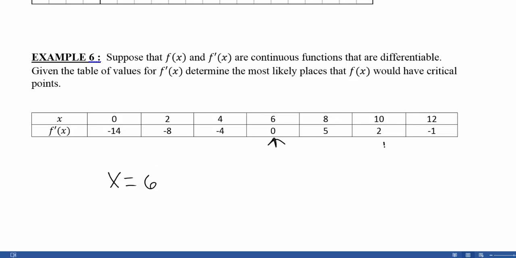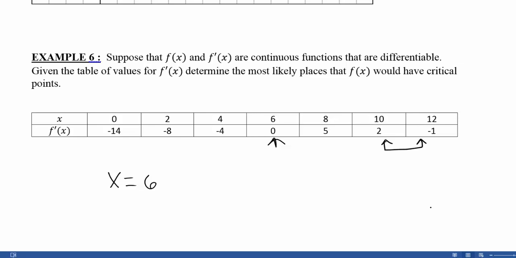So we see here at the end of the table, between x equals 10 and x equals 12, the derivative changes signs. It goes from +2 to -1. In order for a function that is continuous to change signs from positive to negative, it has to go through 0, which means that somewhere between 10 and 12, there's another spot where my first derivative equals 0.